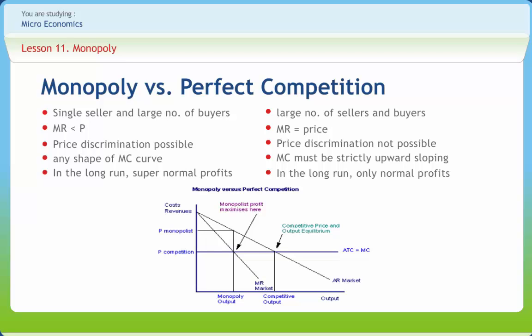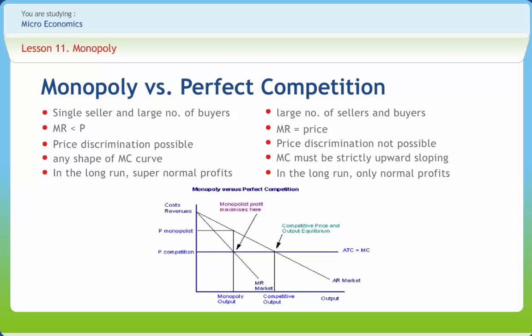In monopoly, price discrimination is possible but can't be used in perfect competition. In monopoly, any shape of MC curve is possible since the demand curve is not horizontal, but in perfect competition, the marginal cost curve must be strictly upward sloping. In monopoly, in the long run, we can get supernormal profits, but in perfect competition, we have to satisfy ourselves only with normal profits, as entry and exit of firms eliminates all super profit.